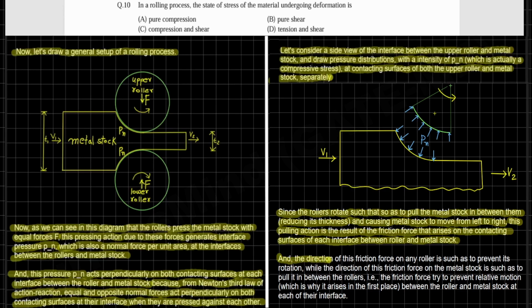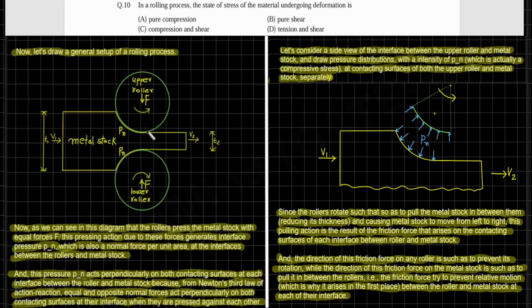The direction of this friction force on any roller is such as to prevent its rotation, while the direction of this friction force on the metal stock is such as to pull it in between the rollers. That is, the friction force tries to prevent relative motion, which is why it arises in the first place between the roller and the metal stock at each of their interface.